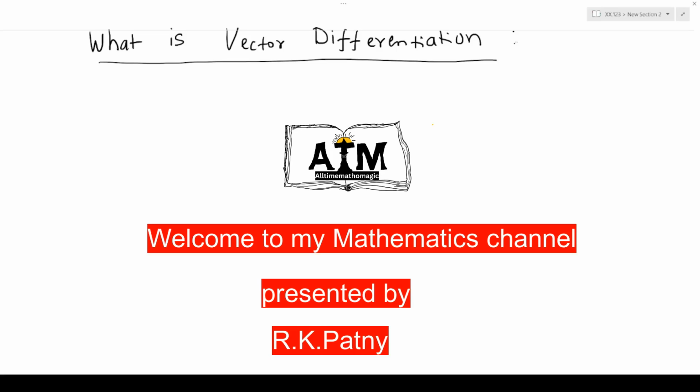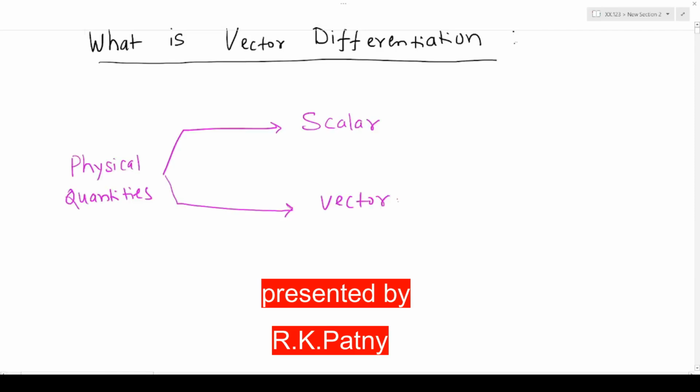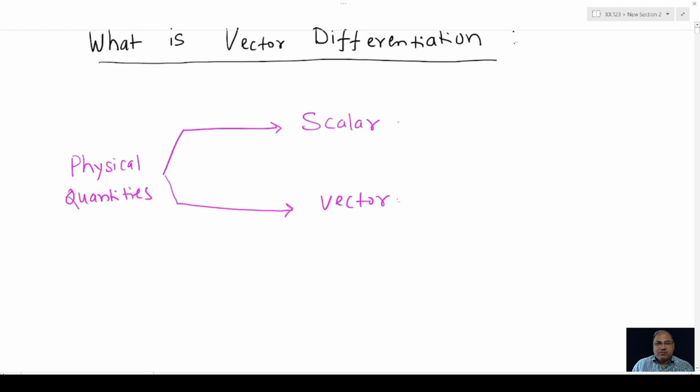Friends, in today's video, we are going to talk about what is vector differentiation. We already know physical quantities are of two types. One is scalar quantities and the second one is vector quantities. Now, differentiation of a scalar quantity is called scalar differentiation, and differentiation of a vector is called vector differentiation.